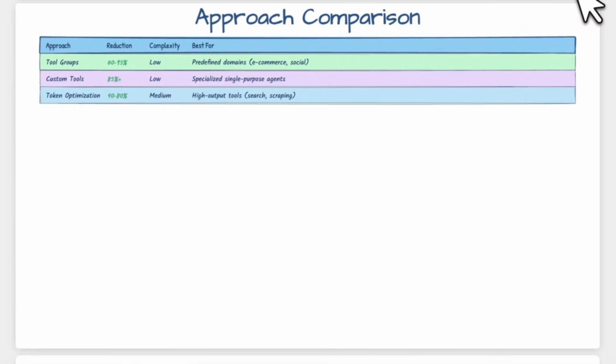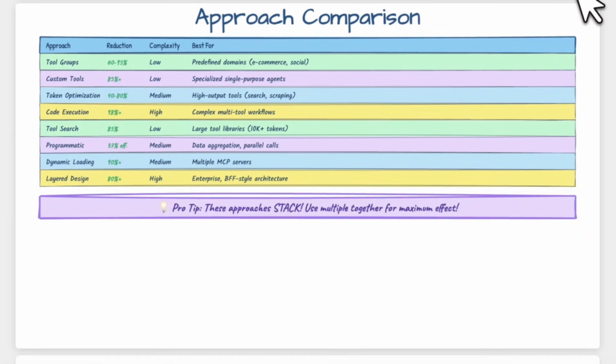Now, in general, you shouldn't be relying on a single approach. Ideally, you want to stack these multiple different approaches together to get the most out of your context window.